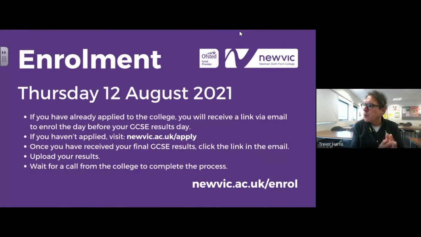Enrollment information. Thursday, the 12th of August is the first day for enrollment. Your results come out on the 11th, I believe. If you've already applied to the college, you will receive a link via email to enroll the day before your GCSE results day. So look out for that link via email. If you haven't applied already, you need to visit newvic.ac.uk/apply. It should be fairly straightforward and self-explanatory once you get there. Once you've received your final GCSE results in August, click the link in the email and upload your results, and wait for a call from the college to complete the process.